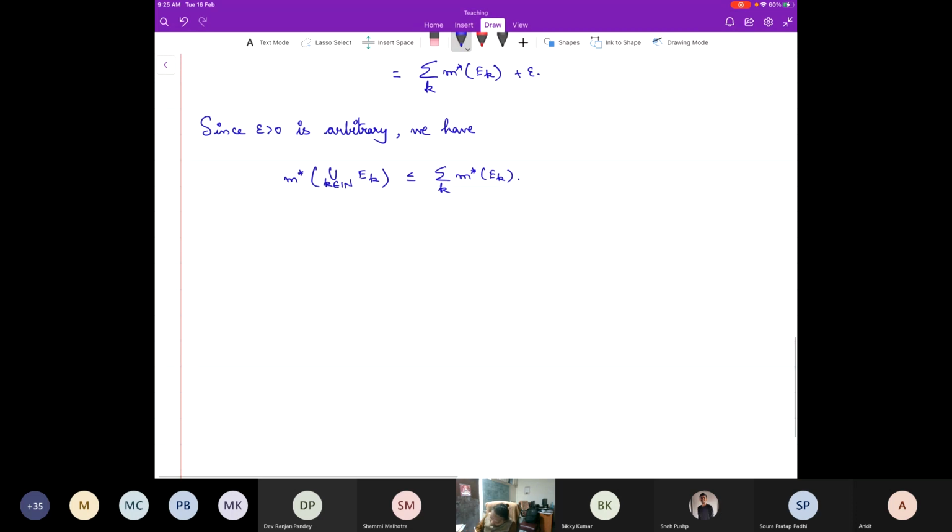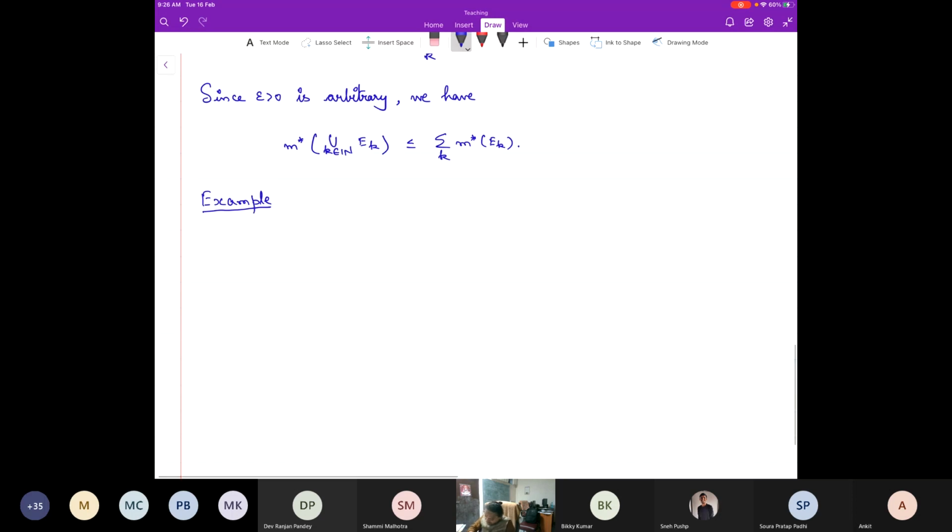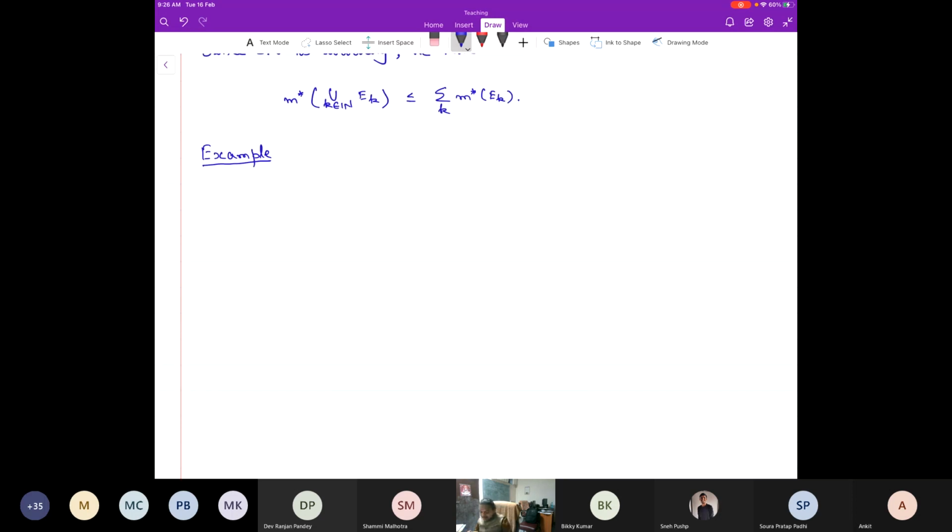Now let's do some examples. We'll do one example and then we'll do a bit more difficult example. This you must have seen in real analysis, the so-called Cantor set. How do you construct the Cantor set?